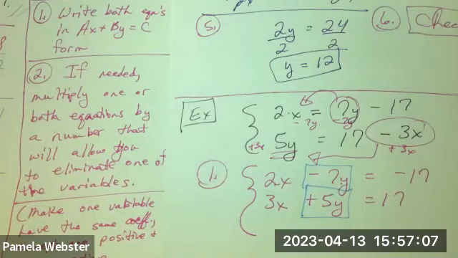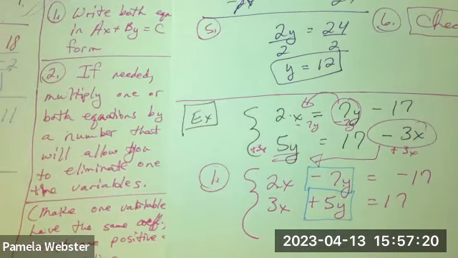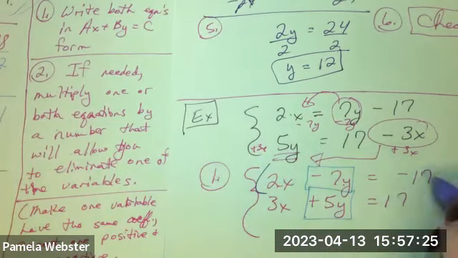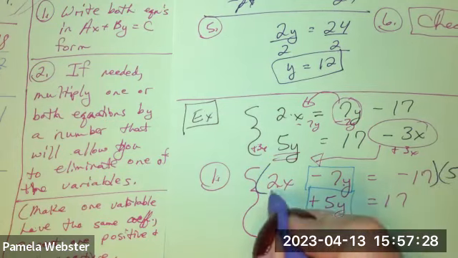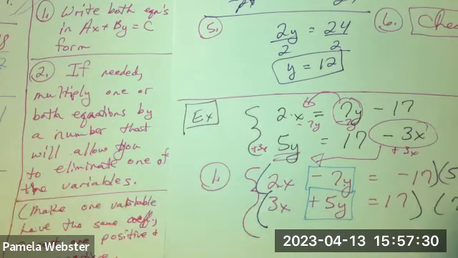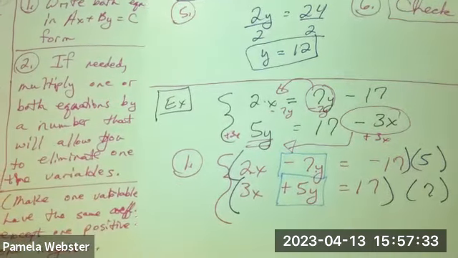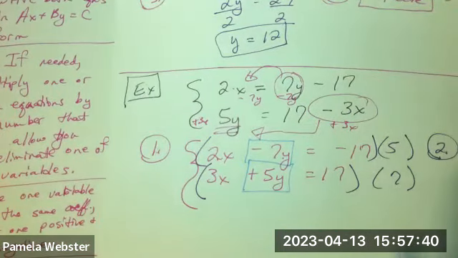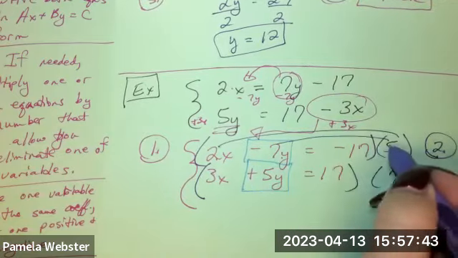Since these don't have anything in common, it's going to kind of be like finding a common denominator. I need to know a number both of these will go into. And so I say 7 times 5 is 35. So I'm going to multiply the top equation by 5 and the bottom equation by 7. Okay, and we'll see how that looks for me. So this is step number 2. All right, multiply that 5 through everything.